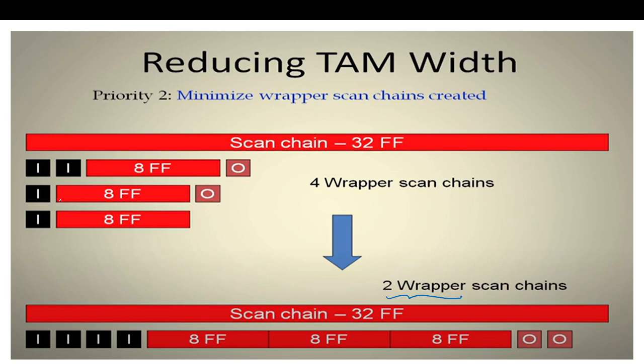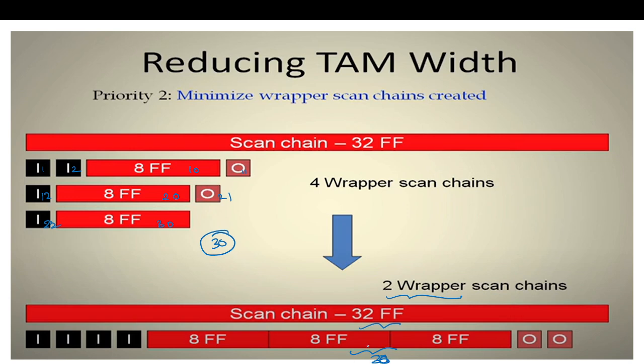So now here we have 1, 2, 8 plus 2 is 10, 11, 12, 8, 20, 21, 22, 30. So the total is only 30. We have the scan cells plus IO. So this is 32 and here we have 30.